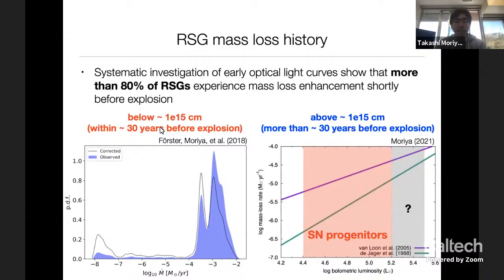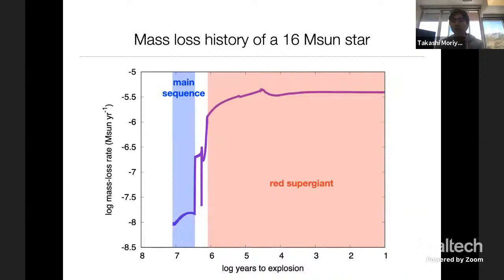But then, based on the optical rise time of the red supergiant explosions, to explain the quick rise time, we need 10 to the minus 3-ish solar mass per year within 30 years before the explosion. So what we found is that there should be mass loss enhancement in the final decades before the explosion. This was what I showed at the beginning, but actually in the final decades towards the explosion, this mass loss rate seems to be somehow shooting up.